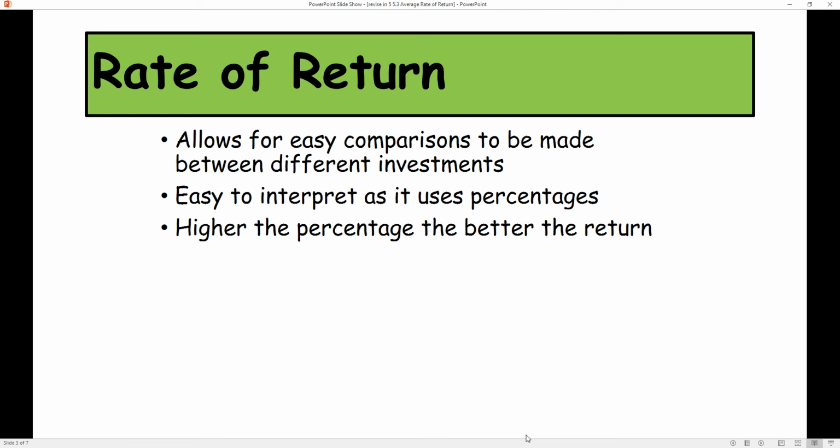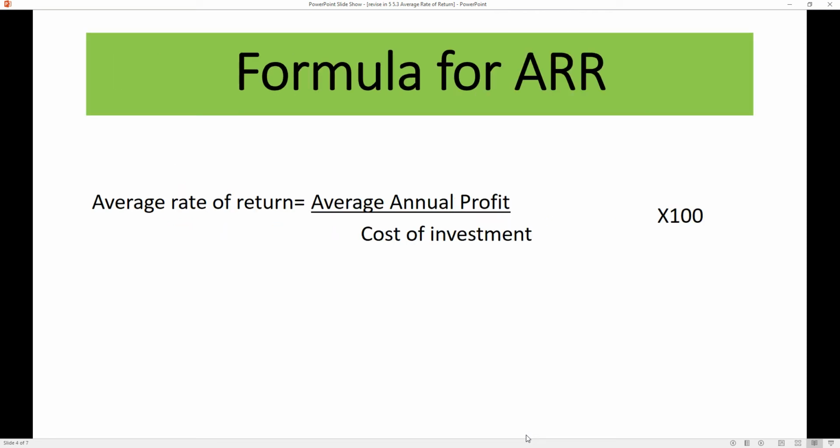So the formula is average rate of return equals average annual profit divided by the cost of investment, times 100. The big problem with average rate of return is that a lot of people will try to apply the formula straight away. However, I've got 4 steps that you should follow to work out the average rate of return. If you follow them religiously and consistently, you will always get the right answer. Do not skip any steps.